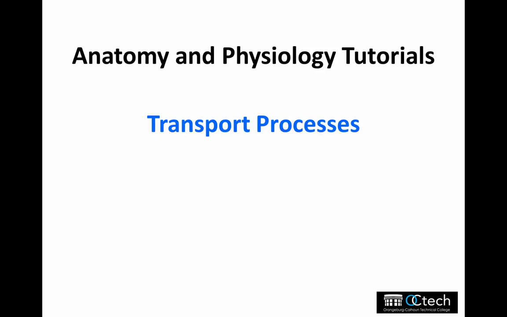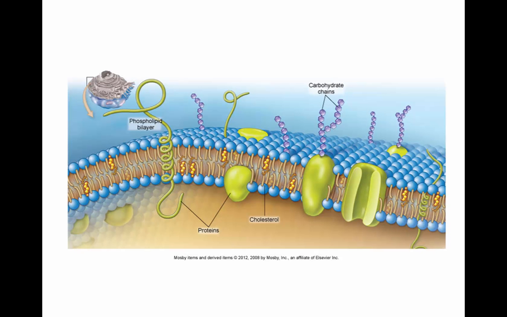Anatomy and Physiology Tutorials, Transport Processes. The plasma membrane, primarily composed of a phospholipid bilayer, has the characteristic of being selectively permeable in that it regulates what moves into and out of a cell. This tutorial will cover the different types of transport across the membrane.